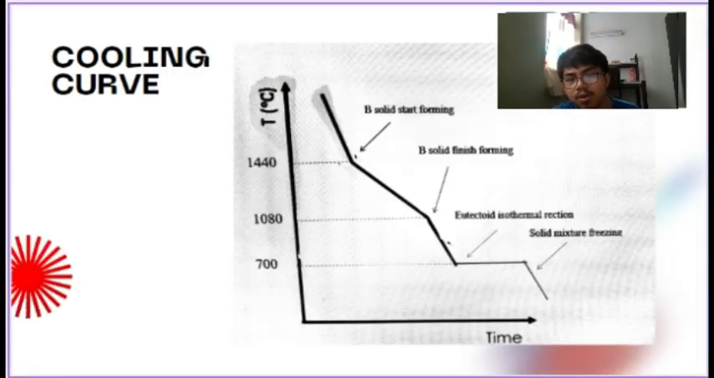For the cooling curve, we can see at 1440 degrees Celsius, the beta solid will start forming until completion, which means all liquid will fully transform into beta solid at 1080 degrees Celsius. Then the cooling will continue with the formation of the N solid structure. At 700 degrees Celsius, it will reach the eutectoid isothermal reaction, which indicates the start of lamellar structure formation and continues until it fully becomes lamellar.